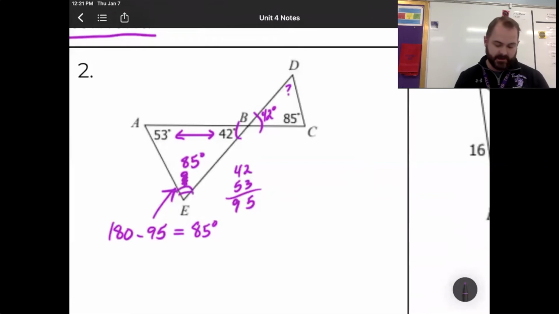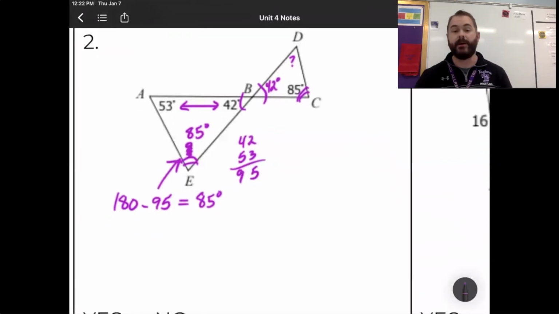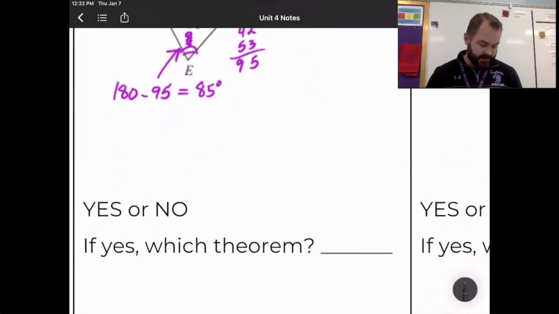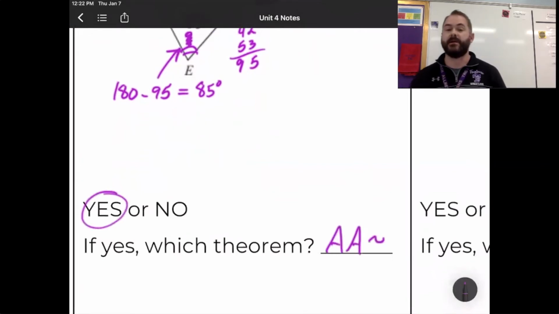Now angle E is congruent to angle C because they have the same measures. That makes these triangles similar by angle, because I have two pairs of congruent angles. So yes, these are similar by angle, and then your symbol for similarity.